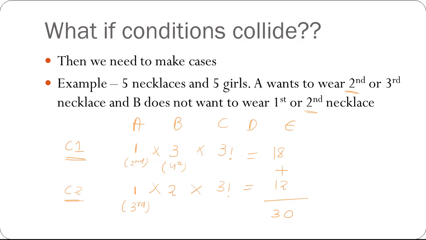Now case 2 was when A wore the third necklace, right? When A wore the third necklace, B can choose either the fourth or the fifth one, because as per the negative condition, B cannot have the first, B cannot have the second, and B cannot have the third as well because A has chosen that, right? So B has got 2 options. Now again, 3 necklaces left, 3 people left, 3 factorial ways. So this total we found as 18. This value we found as 12. Now either case 1 or case 2 will be valid. So or in between, which means there's a plus sign which will come in. So 18 plus 12 is 30. And this is how we got our answer.